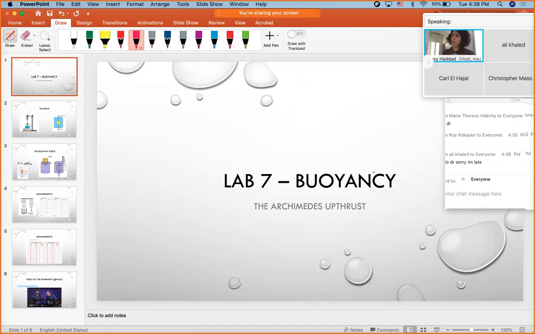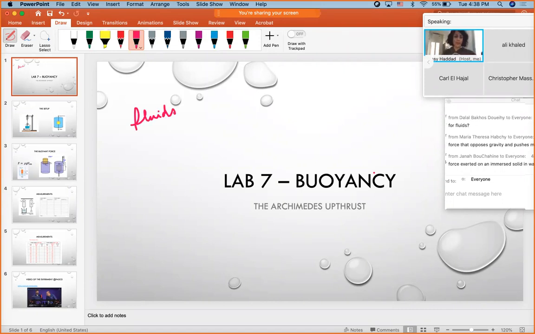Buoyancy, Archimedes upthrust. Where does it happen? All right, so you're talking about fluids. And by fluids, I do understand liquids and gases. And that's why basically helium, which is a gas, in the atmosphere, helium floats. You're talking about floating.